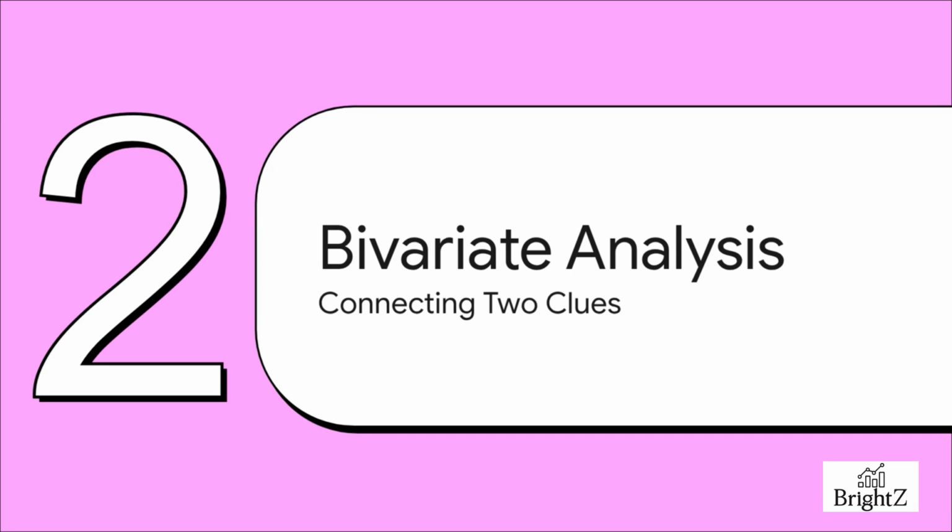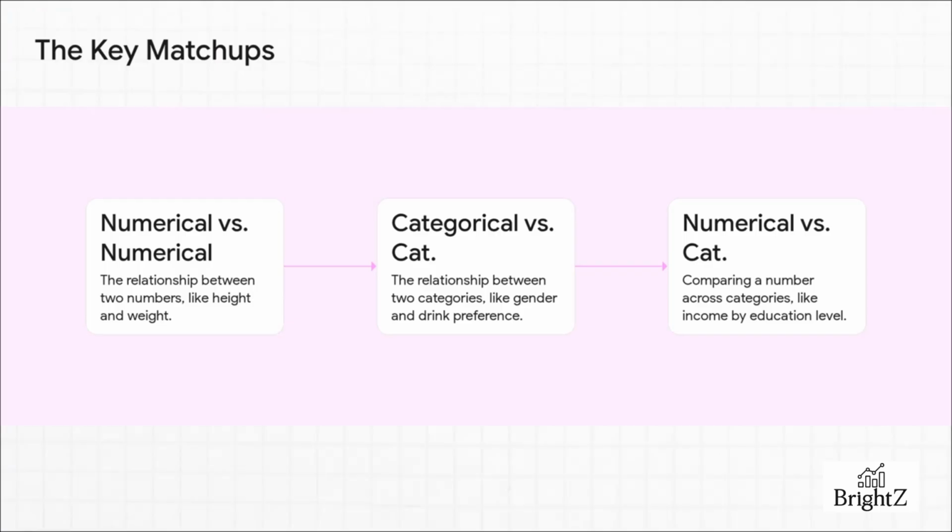All right, so we've examined our clues one by one. Now for the fun part. Let's see what happens when we start connecting them. This is called bivariate analysis, and it's where we look for relationships between two pieces of evidence at a time. We're always looking for relationships between two variables. And it turns out there are really three main types of connections we can look for, and it all depends on what kind of clues we're trying to match up.